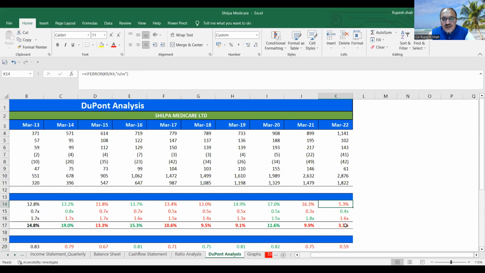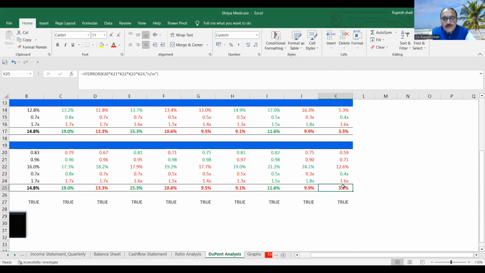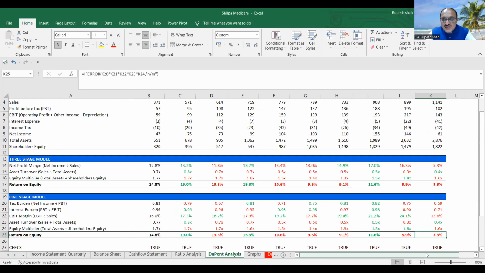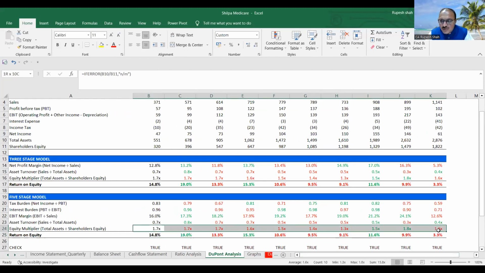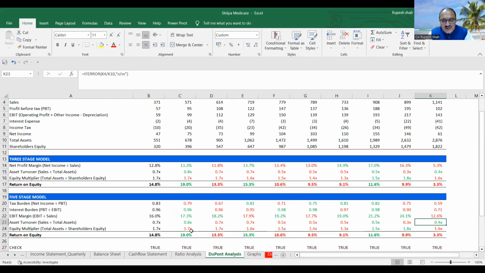Let us look at DuPont analysis. See the pathetic return on equity. Return on equity is pathetic, 3.3% only, right? By any standard. Just see from this year onward, always less than 15%. So nothing great, right? And here also you see equity multiplier. Okay, this is more or less 1.6. Asset turnover has been very poor.